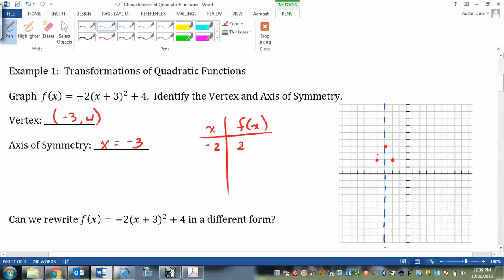And then I can mirror that. Have we done anything new here yet? No, nothing new. Let's plug in negative 1. What's negative 1 plus 3? 2. What's 2 squared? 4. 4 times negative 2 is negative 8, plus 4 is negative 4. So (-1, -4) is on the graph. And then I can mirror that.